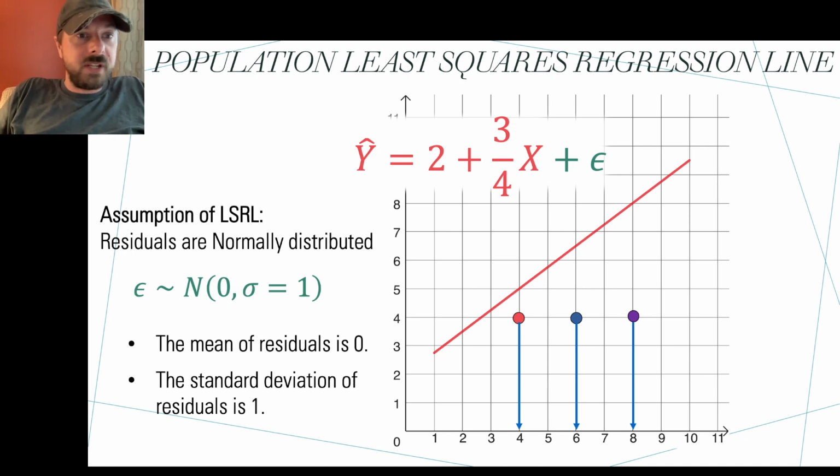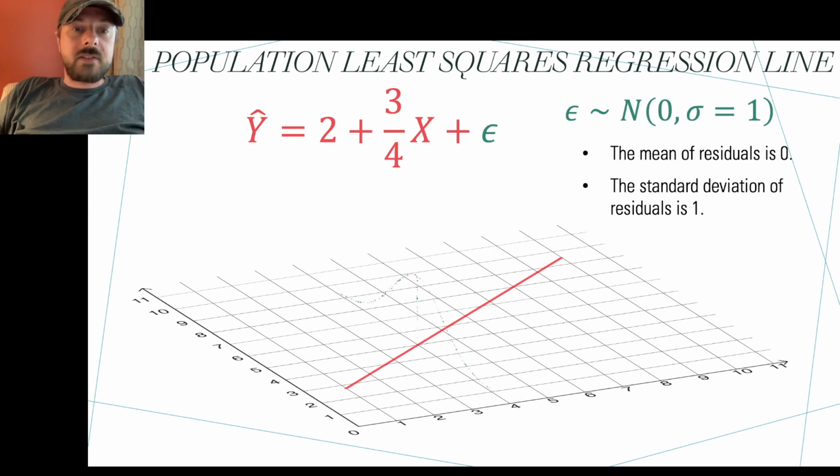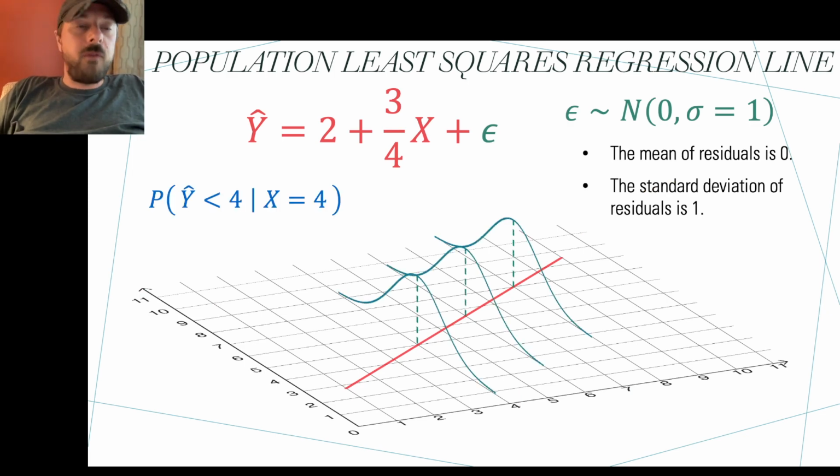Let's go back to our 3D model with those normal distributions and calculate the probability of getting a y that's less than 4 for x equals 4, x equals 6, and x equals 8. Let's start with x equals 4. Remember, when x equals 4, we're expecting y hat to be 5, but what if I got y of 4? That would give me a residual of -1.